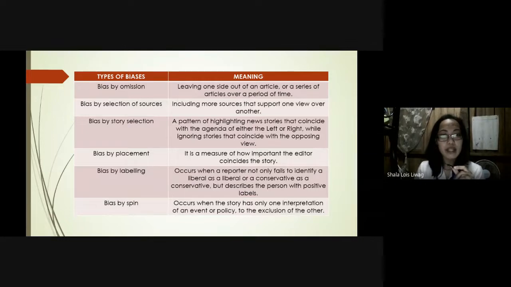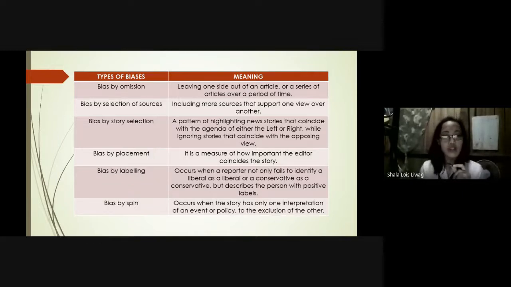Next up is bias by spin. It occurs when the story has only one interpretation of an event or policy, to the exclusion of the other. Most events have various sides. This type of bias only takes one side or interpretation of the event or policy, and disregards the other. This leads to misinformation and errors in judgment.